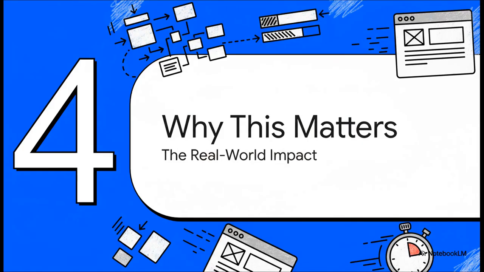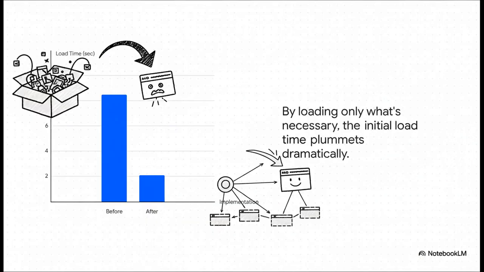Okay, so we've covered the what and the how, but let's get to the most important part. Why does any of this actually matter? What's the real-world impact? The difference is, well, it's dramatic. It's night and day. On the left, you've got a site before these optimizations. That high initial load time because it's trying to download everything at once, but look at the right. After we implement code splitting and lazy loading, the time it takes to see that first bit of content just plummets. We're loading only what's absolutely necessary, and the result is a massive, massive speed boost.